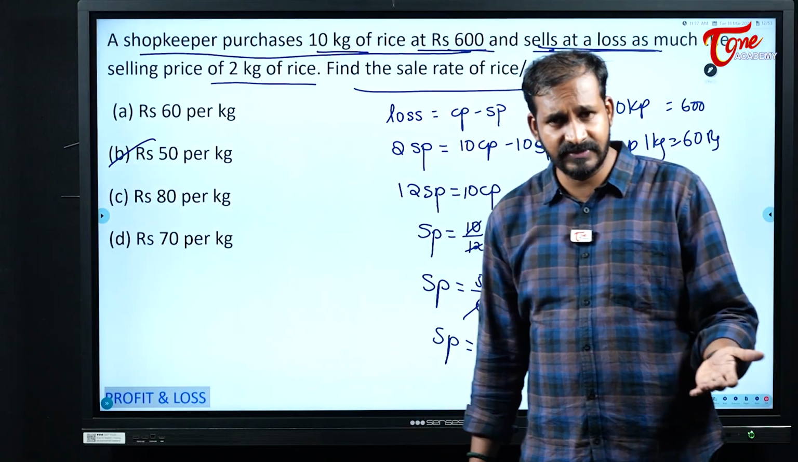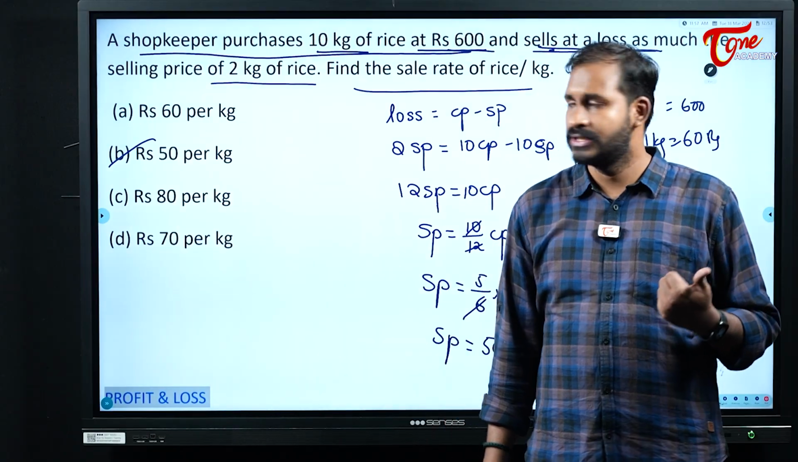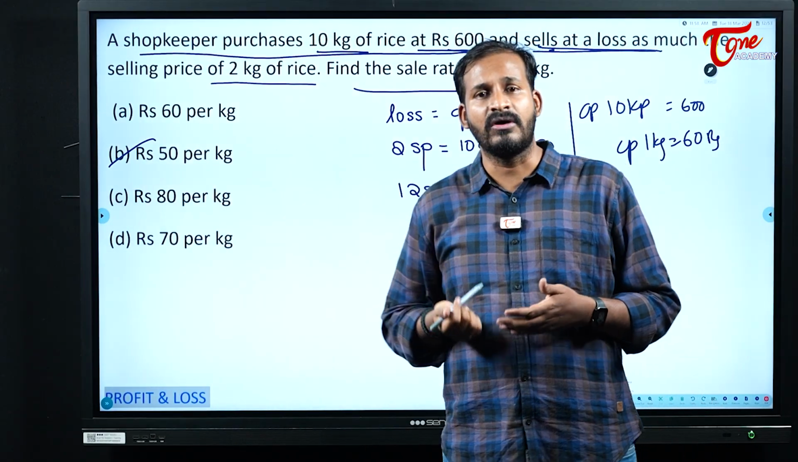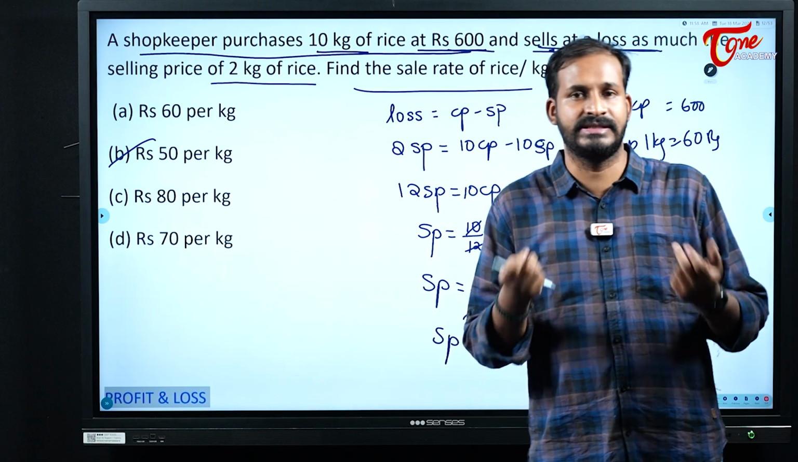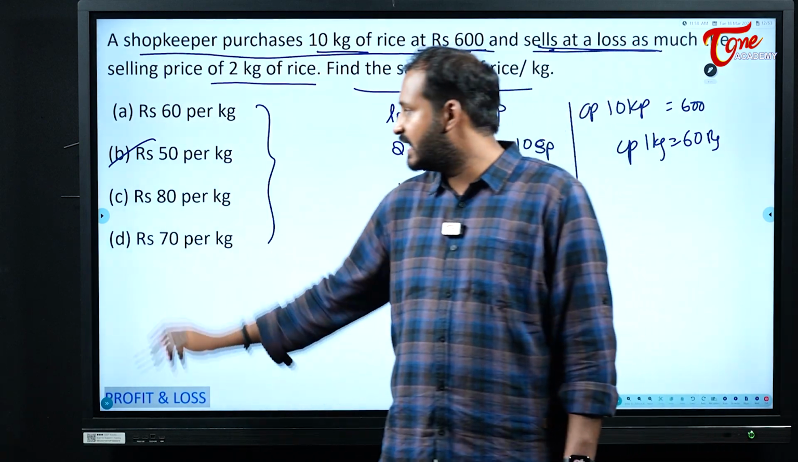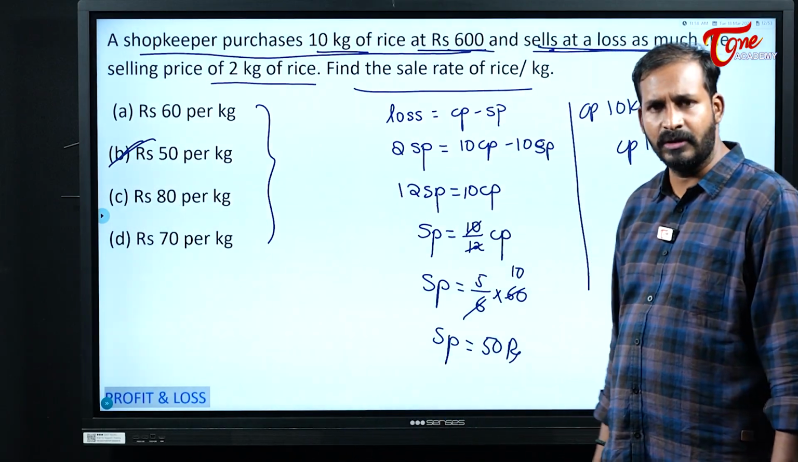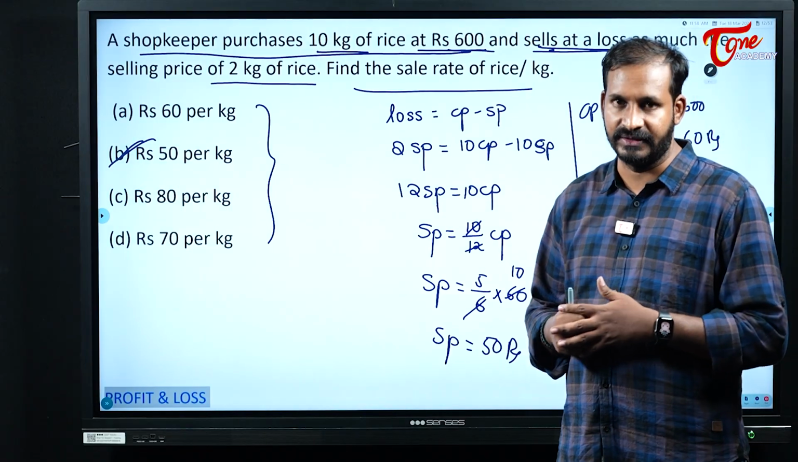If he sells for the same 60, there will be no profit or no loss. But he is getting a loss, which means obviously the sale price will be less than 60 rupees. In the given options, if you observe carefully, there is only one option which is less than 60, that is 50. Like that also you can solve the problems, but you need to observe the things for that.